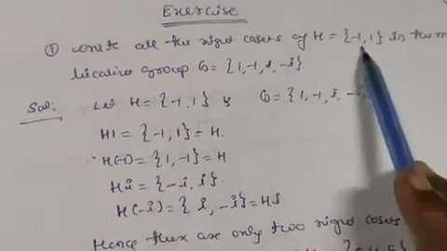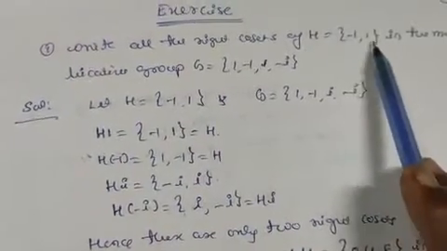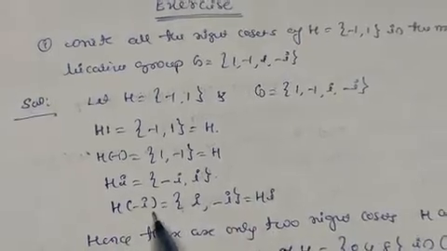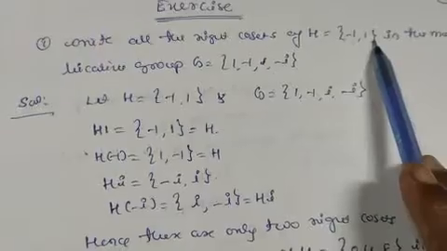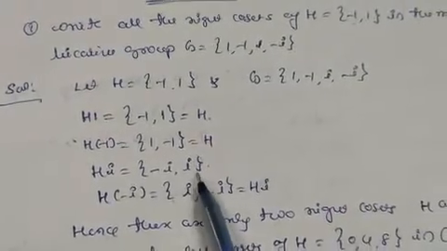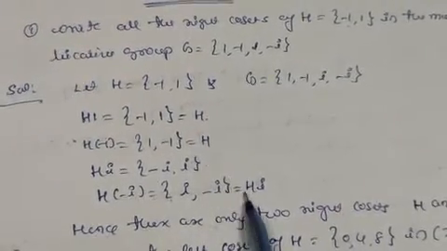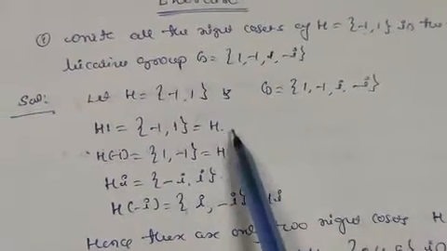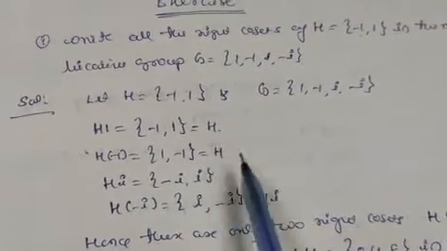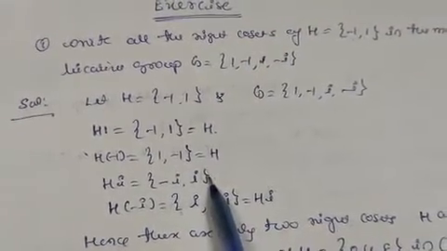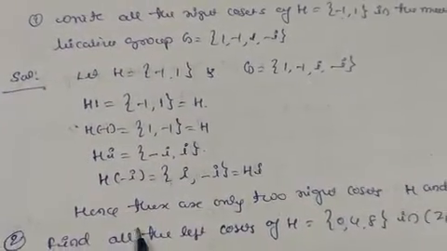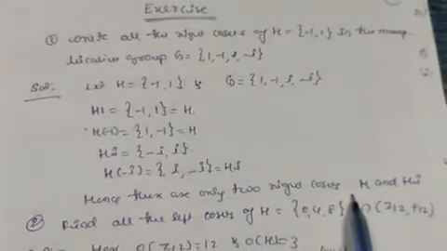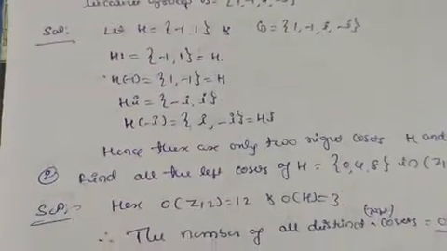H into i. So -1 into i is -i. 1 into i is i. And H into -i: -1 into -i is i, and 1 into -i is -i. These two sets are the same. We can take this one as Hi. So these two are the same. So this is H, this one is Hi and this one is also Hi. Hence there are only two right cosets, H and Hi.